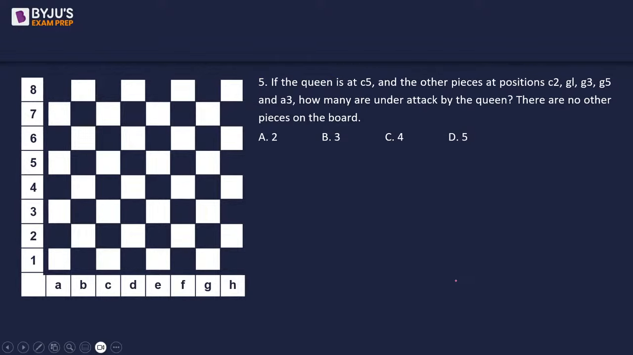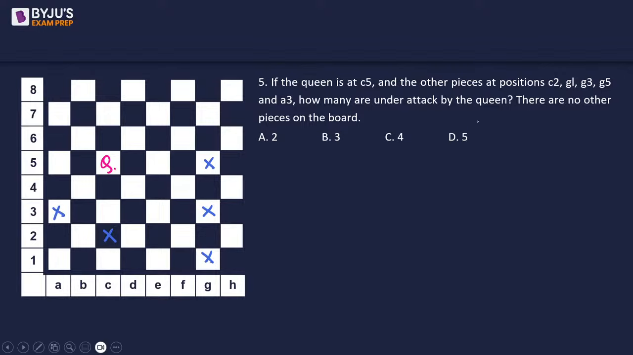Question is, if the queen is at c5, so let's put the queen at c5. So this is where the queen is. And the other pieces are positioned at c2, so c2 will be here, g1, so g1 is here, g3 is here, g5 is here, and a3.